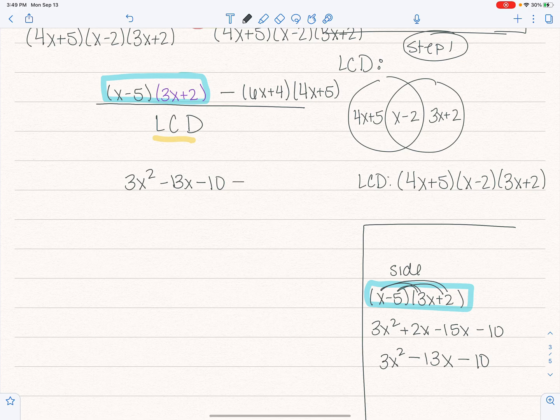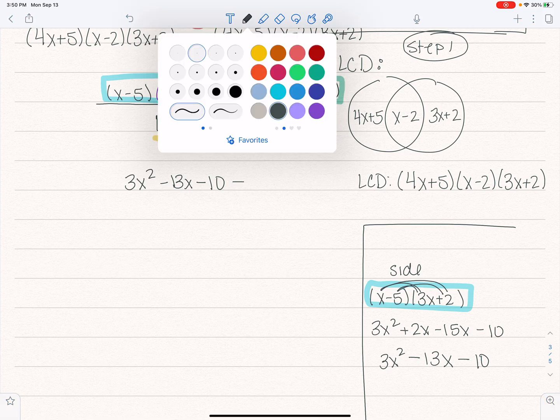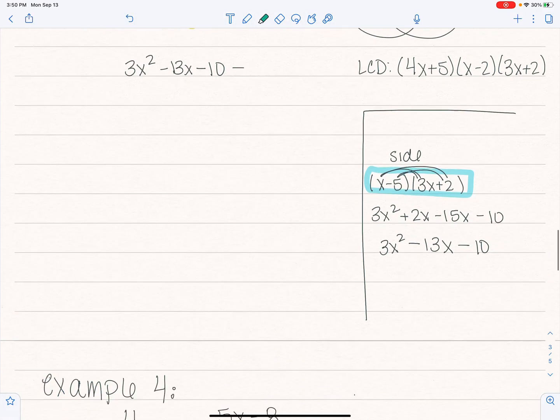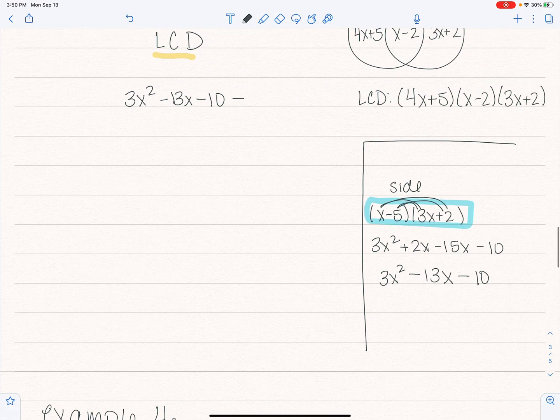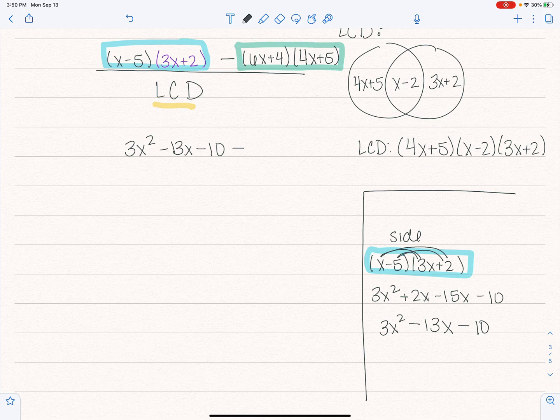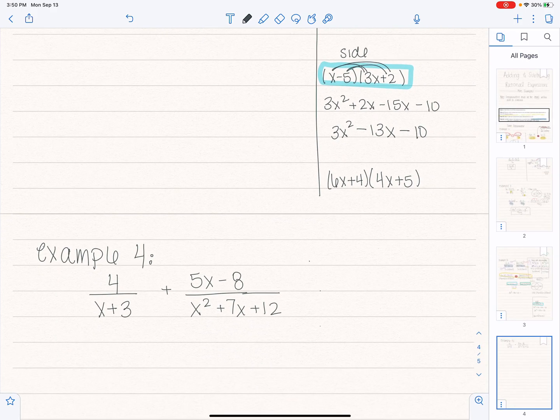So where I had that thing, I've replaced it with the FOILed form. All right, I'm going to FOIL this one. Same thing. I'll FOIL that one over here. And so I've got 6x plus 4 times 4x plus 5. I'm going to FOIL that one. Add in a new page.